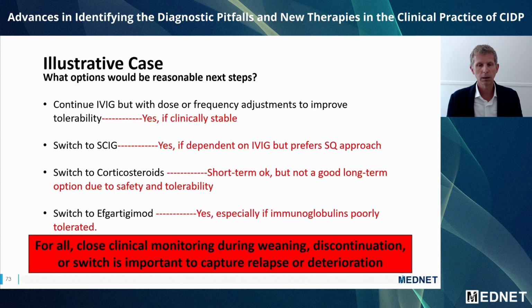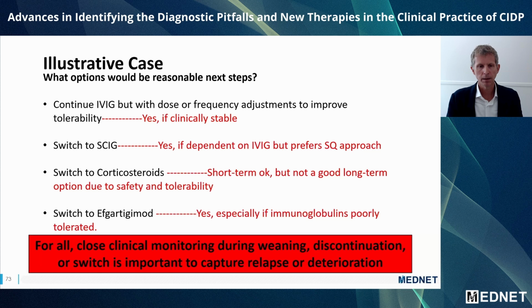Switching to steroids, maybe in the short term, is not a great long-term option for all the reasons we've discussed. And switching to efgartigimod is also a reasonable consideration, especially if immunoglobulin tolerability or some of the feasibility logistics of getting immunoglobulin or subcutaneous IG are issues. I think one important message is that whatever you do, whenever we switch therapies, if we're reducing IVIG, switching to something else like steroids or subcutaneous IG or efgartigimod, close monitoring during those switch periods is really, really important.